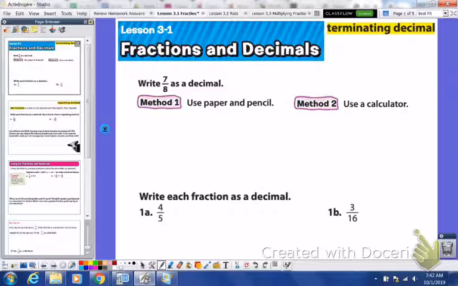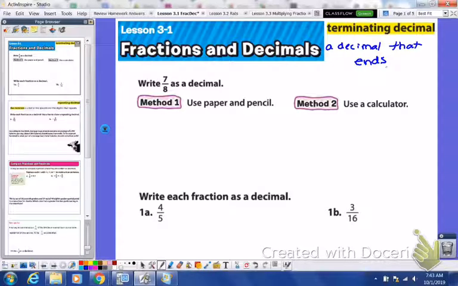Hi guys, in chapter 3 we're going to be talking about rational numbers. So we're going to start in section 1 by talking about fractions and decimals and how to convert a fraction into a decimal. So first off, a little vocab. We're going to start with terminating decimals, which would be a decimal that ends. Pretty simple, it's any decimal that ends. And now we're going to talk about a couple different methods in order to change a fraction into a decimal.